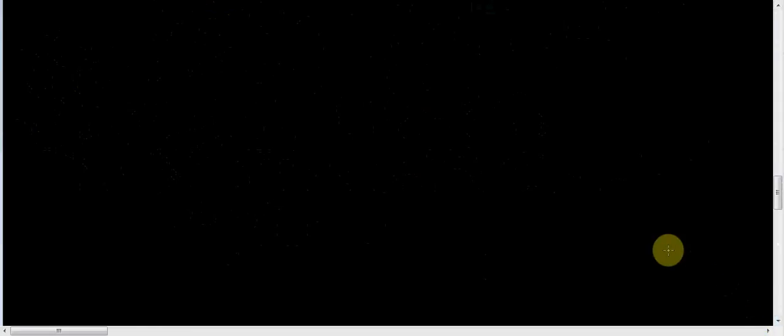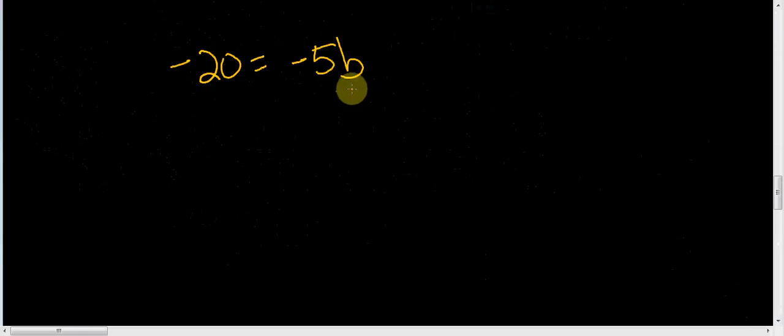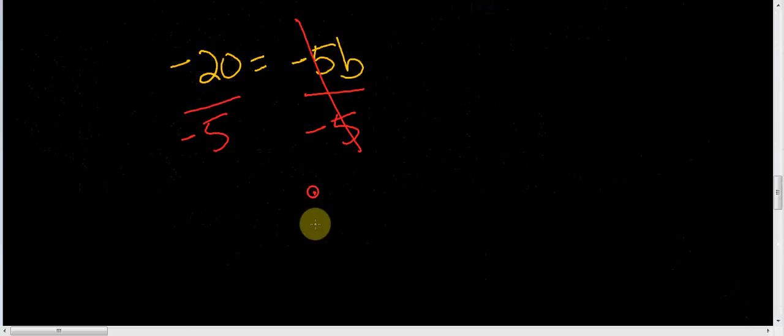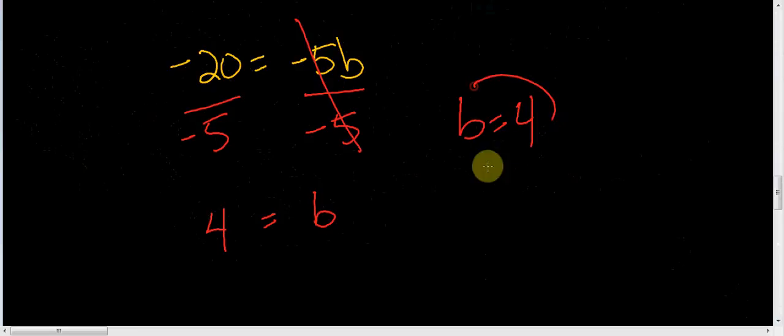And our last problem here, we're going to say that we have negative 20 is equal to negative 5b. Since b and negative 5 are being multiplied, I do the opposite and divide. Negative 5 is reduced to 1, so I have a b over here. And on the left, negative 20 divided by negative 5 is 4. I always like to put my variable on the left, so my final answer is b equals 4.